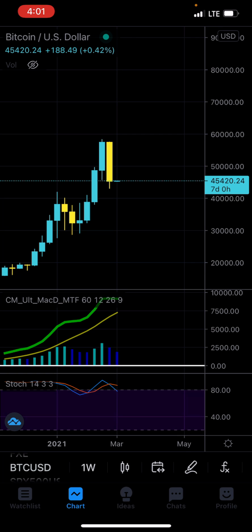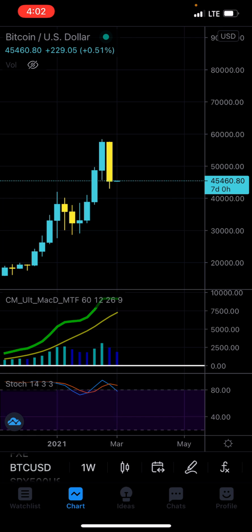The app is actually called TradingView. It's probably the most popular trading software that you can find online, and it's open source. You can post your own indicators and everything. You can create your own, which is super fantastic.